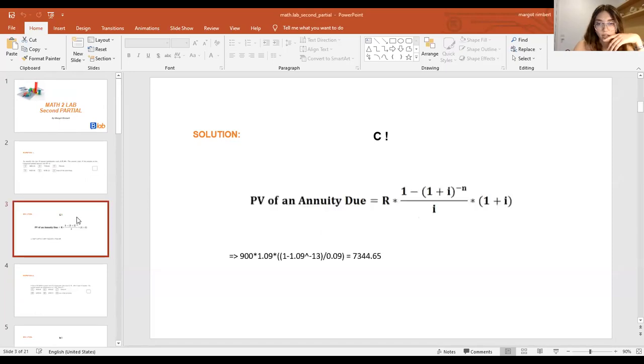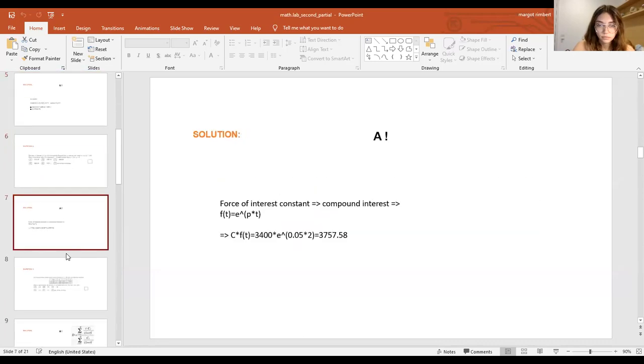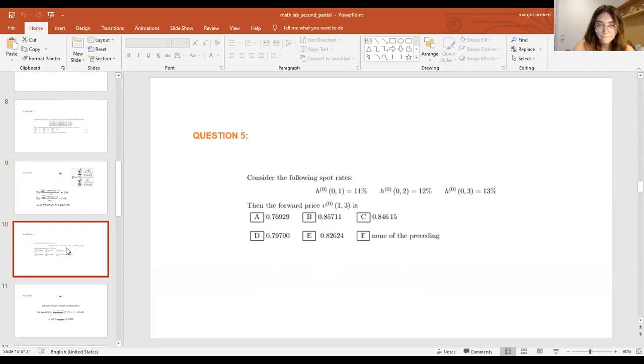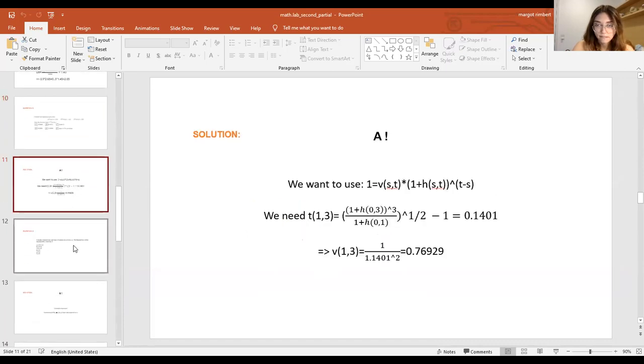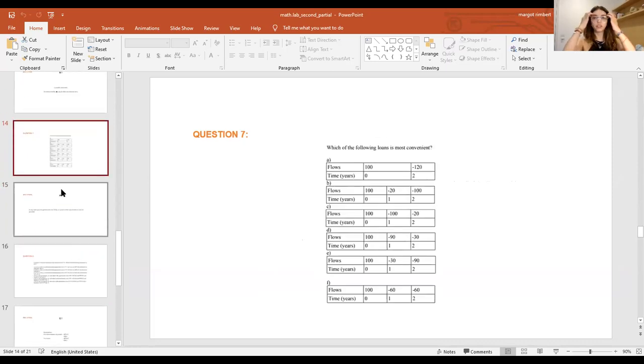Then let's see what else we could do. Oh yeah, this one is actually kind of interesting. So you have several loans and they ask you which one is the most convenient. I found this question pretty interesting because, when you're in an exam, you might be like, okay, let me compute all the rates of return of all those loans and I'll see which one is the most convenient and which one is the cheapest for me.